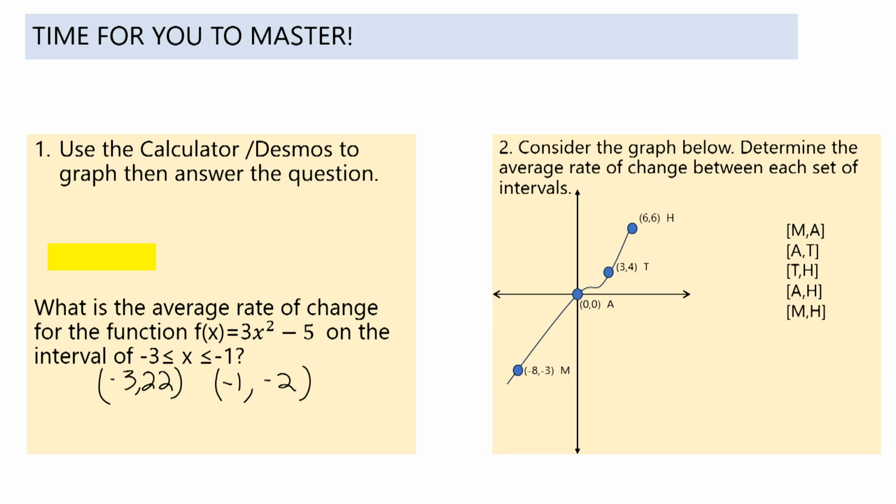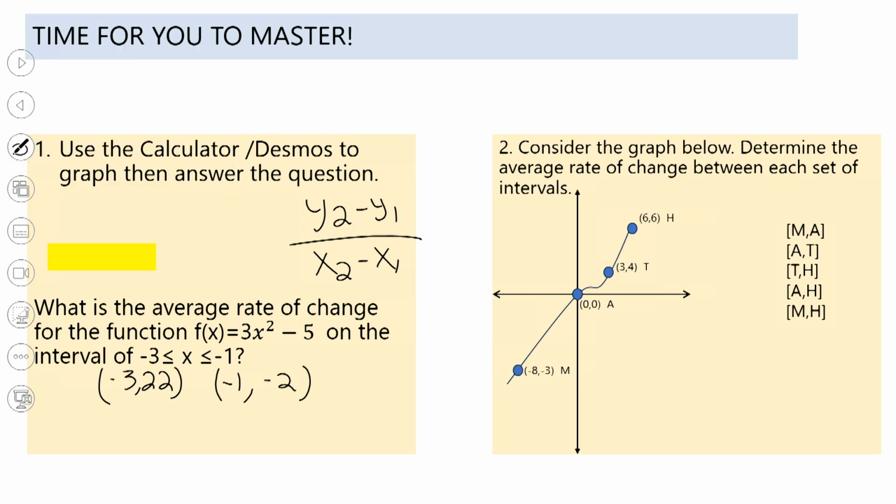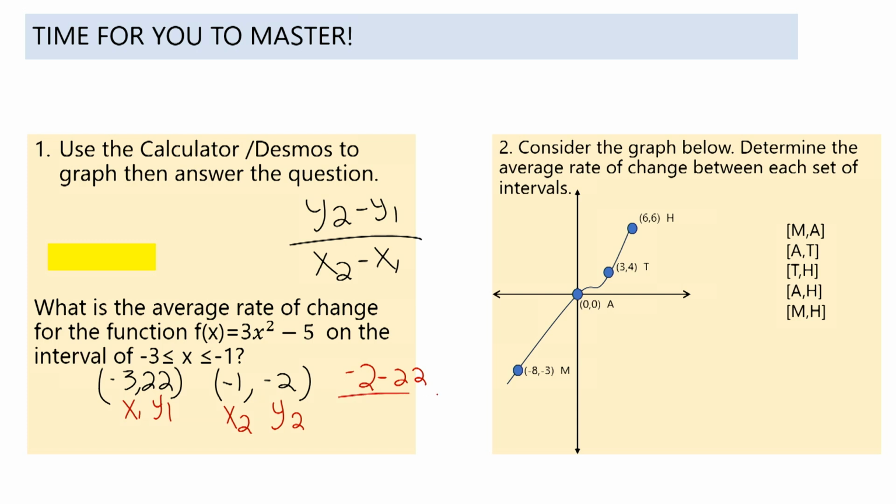Now I'm going to look for that average rate of change. And how did we use that average rate of change? y2 minus y1 over x2 minus x1. I am going to label x1, y1, x2, y2, and plug in my numbers. -2 minus 22 over -1 minus -3. Go ahead and plug that into your calculator if you need to and see what you get. I'm going to do it in real time so we can see that I get exactly what you do.